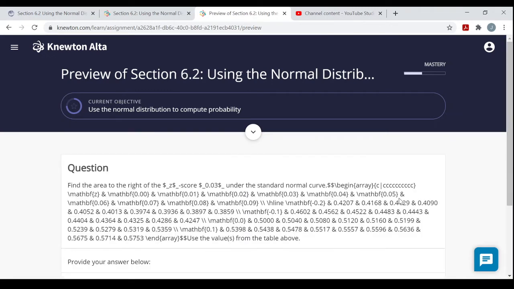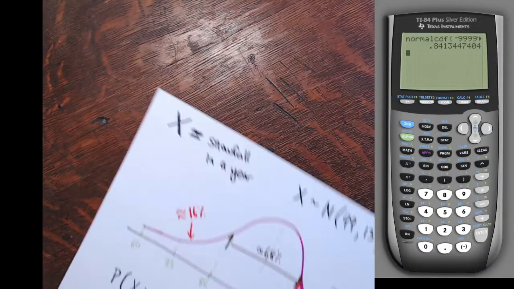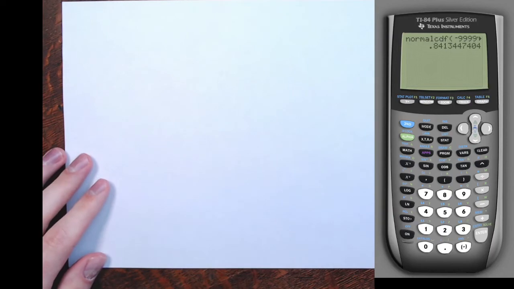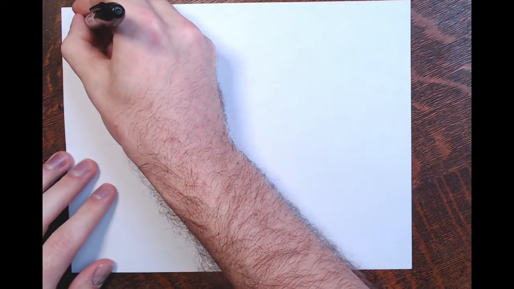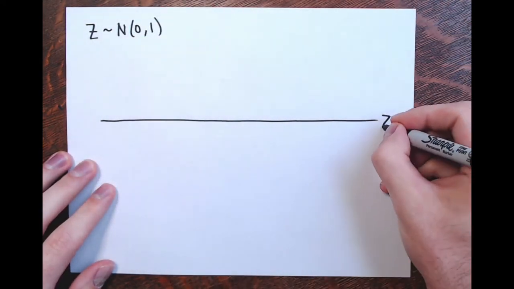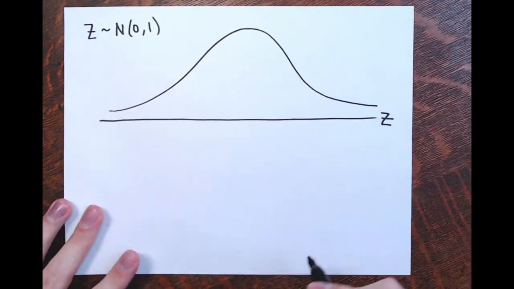All right, so let's see. This is another one like that. All right, now this time though, this one I'll draw. See, they want the area to the right of just one z-score, and they throw us a z of 0.03 under the standard normal curve, right? So again, I'll draw the standard normal curve. So remember z, that's normal with a mean of 0, standard deviation of 1. So number line, possible values of z. Got a symmetrical bell-shaped curve above it.